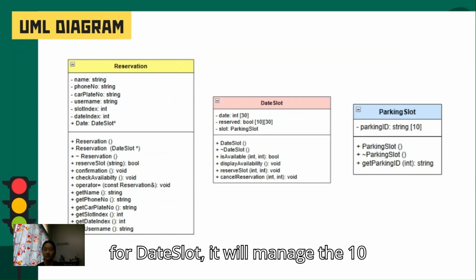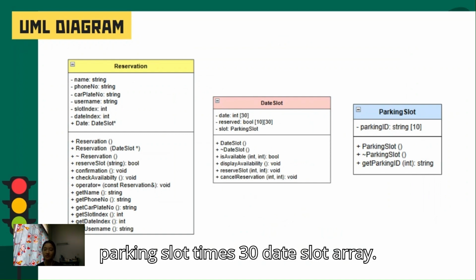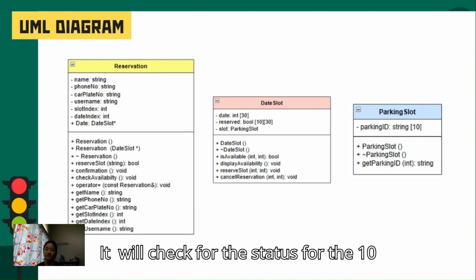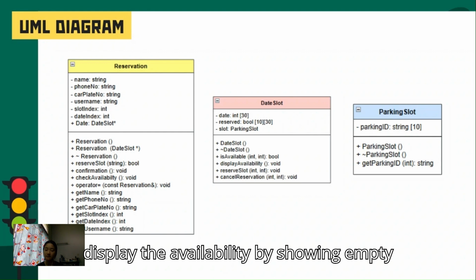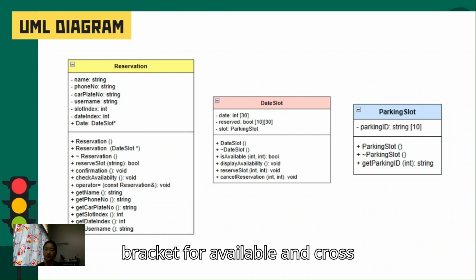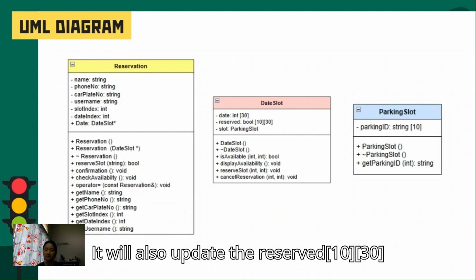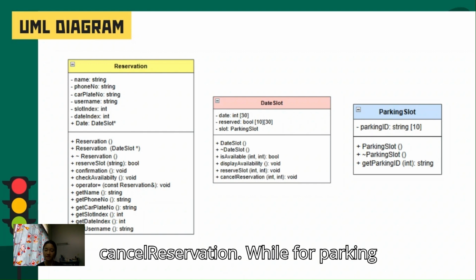While for date slot, it will manage the 10 parking slot times 30 date slot array. It will check the status of the 10 times 30 array, whether it is available, and also display the availability by showing empty bracket for available and cross bracket to show it is reserved. It will also update the reserved status in reserved slot and also cancel reservation.